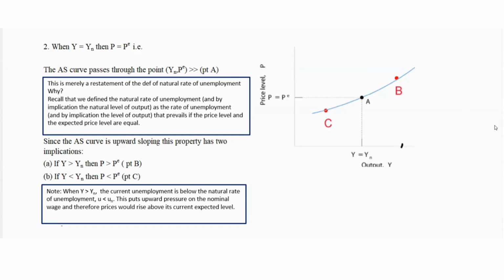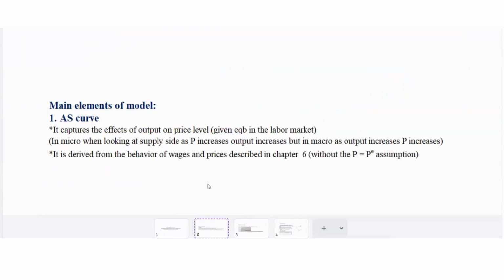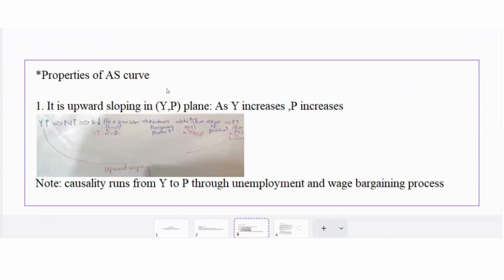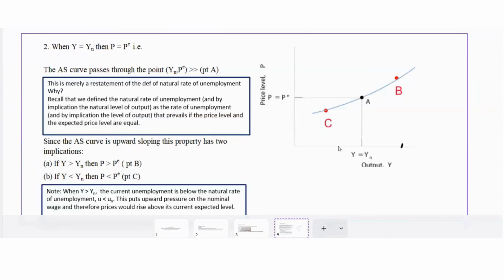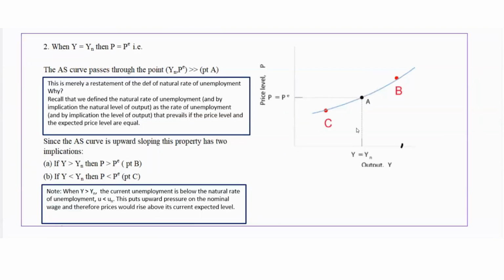We were looking at the AD-AS model, where we started out talking about the AS curve. We said the AS curve captures the effect of output and price level. We started talking about the properties of the AS curve. The first property was that it's upward sloping in the Y-P plane. The second property that we want to talk about is that the AS curve passes through the point Y is Yn and P is equal to Pe, which is given as point A in the figure.